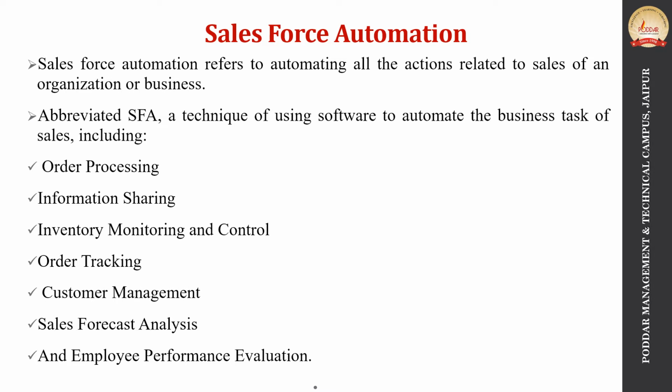Now, these tasks include order processing: taking the order from the customer, processing it, and finally fulfilling the order; sharing of information among the distribution channel and the customer at the same time; monitoring and controlling of the inventory; tracking of the orders received from the customer; database management of the customer; forecasting of future sales; and finally evaluating the performance of the employees can also be automated. So all these tasks are basically performed by software, where there is more technology, more automation, and less human intervention.